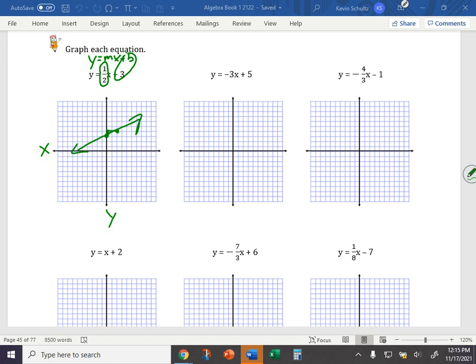The second one, y equals -3x plus 5. Where's our first point going to go? Y equals -3x plus 5, yeah. Nope. Sorry, 5 on the left. Positive, yep, positive 5 on the y-axis, right?